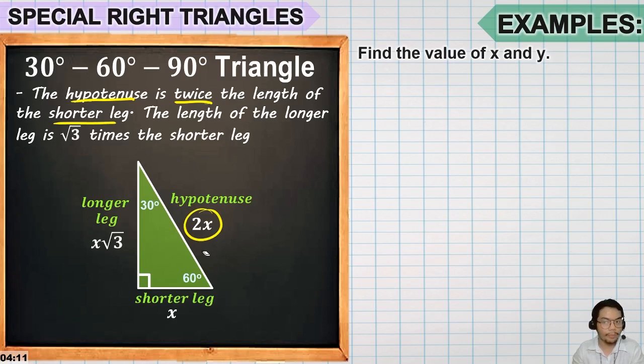Gets po? So, for example, ang sukat ng shorter leg mo ay 12. Times 2 mo lang, makukuha mo yung sukat ng hypotenuse. That's gonna be equal to 24. 12 times 2. Gets po?